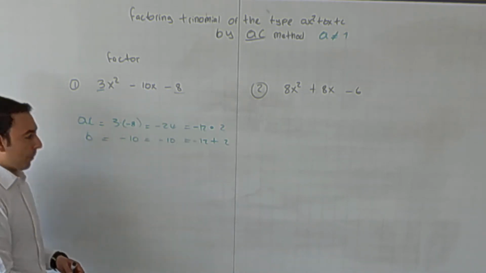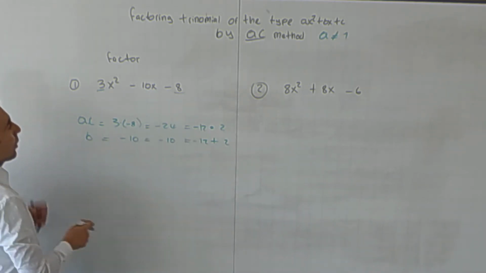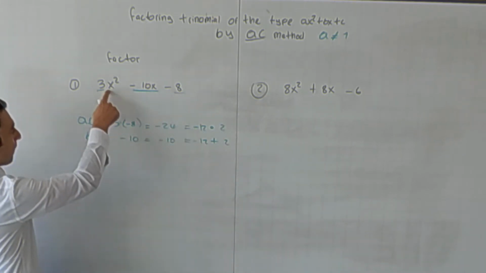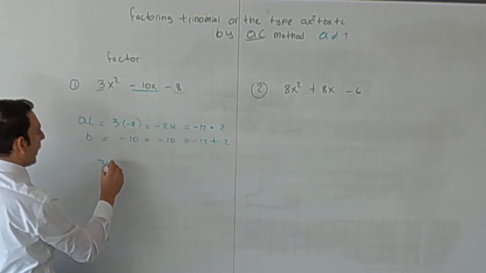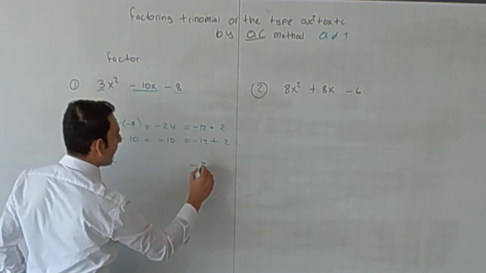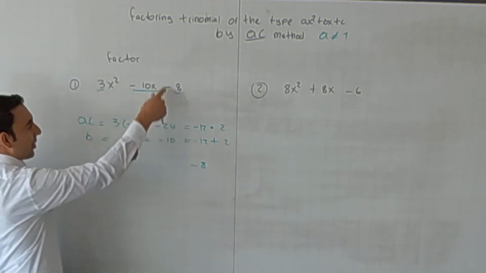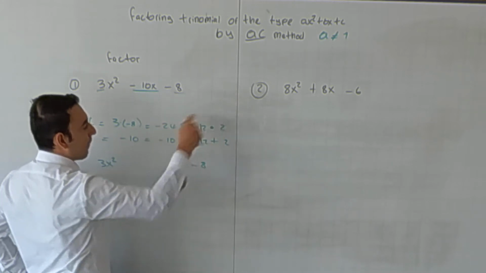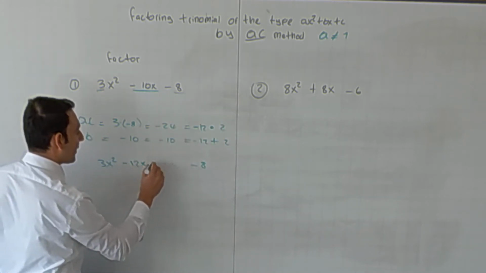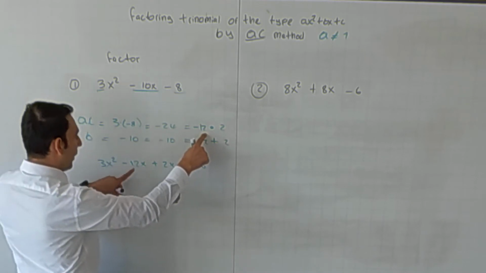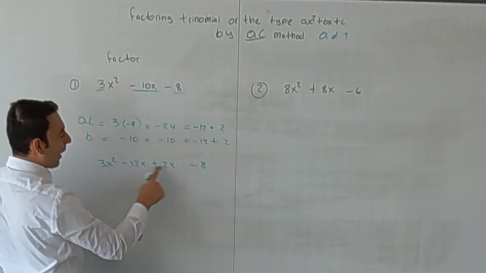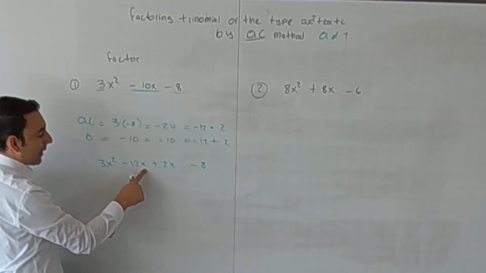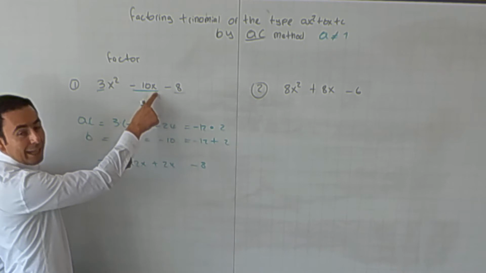Okay, next step, step number 3. We have to rewrite the term in the middle using the numbers we found. The first term is exactly the same, 3x squared. The last one is exactly the same, negative 8. And the term in the middle, negative 10x, we have to rewrite using the numbers found: negative 12x plus 2x. Negative 12 and positive 2. Of course, we have to write x because the term in the middle has x. Now, negative 12x plus 2x is negative 10x.